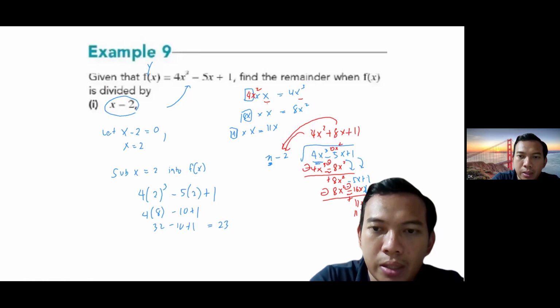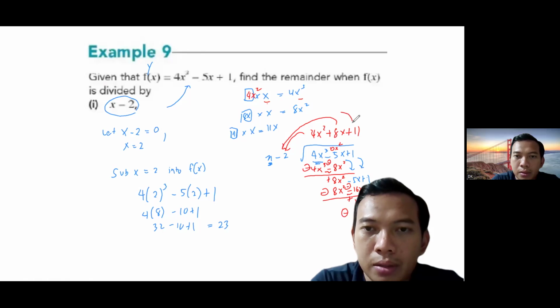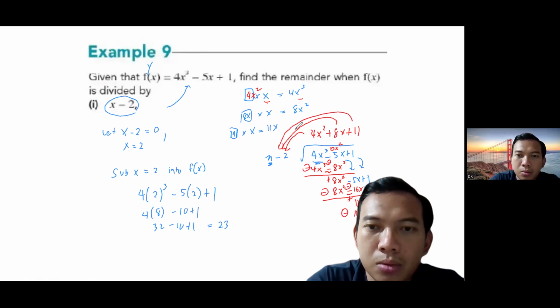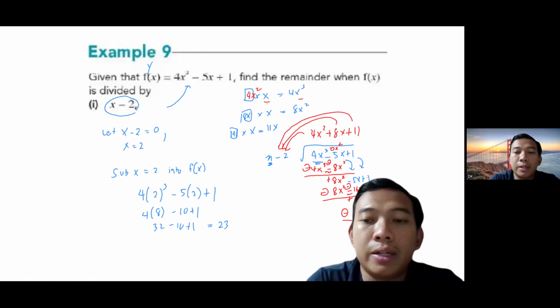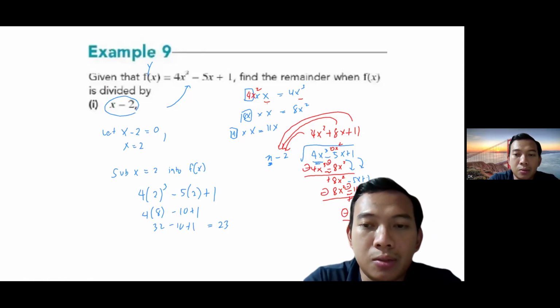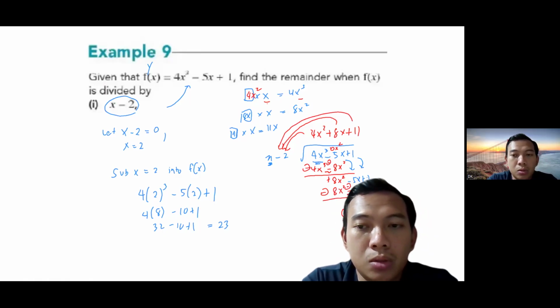So 11x. Then don't forget, there's an automatic minus. So 11 times minus 2, you get minus 22. So 11x minus 11x is 0, then 1. Okay, the automatic minus comes in. So 1 minus minus 22 becomes plus 22. So 22 plus 1, you get 23.